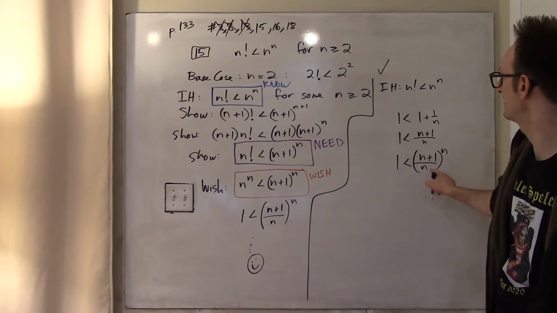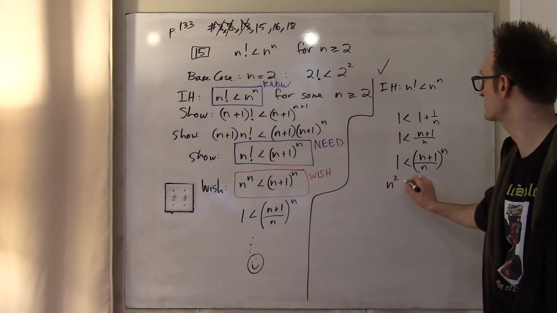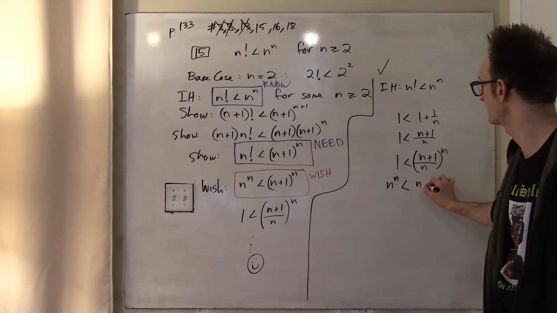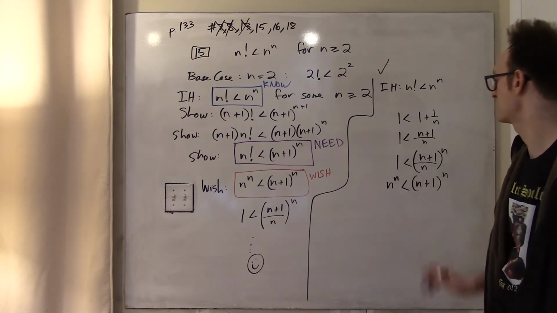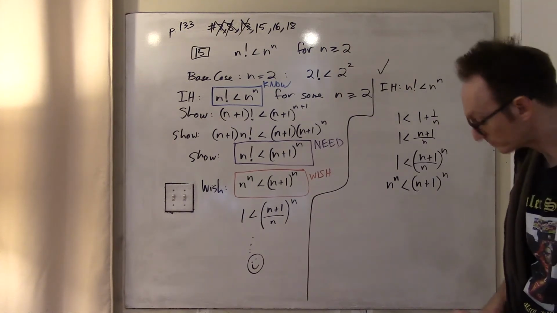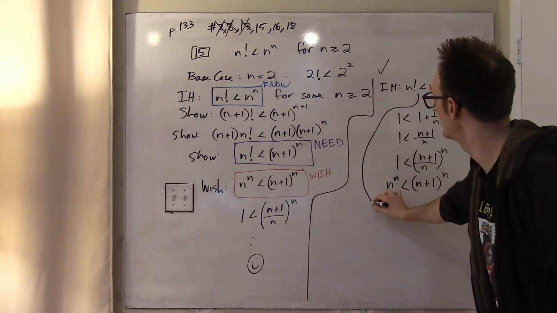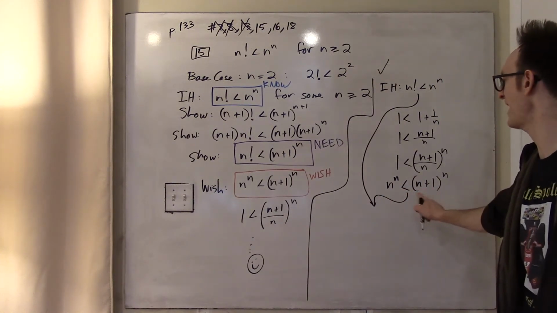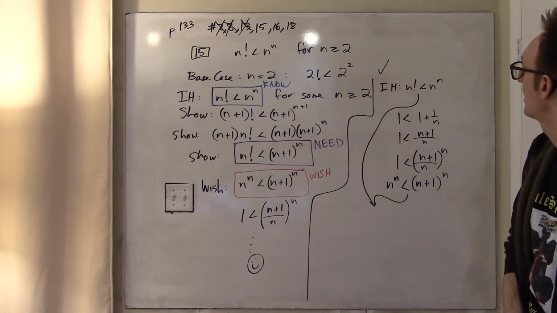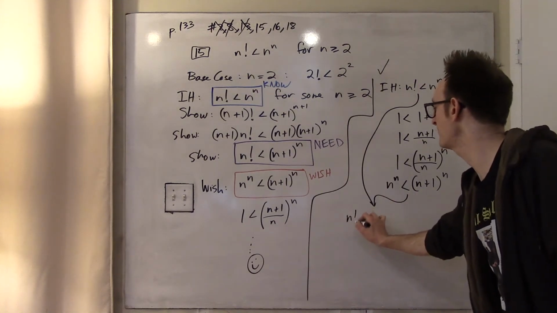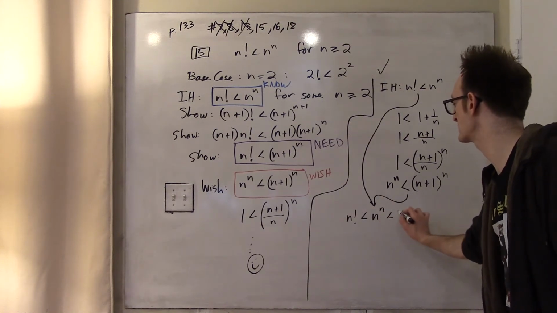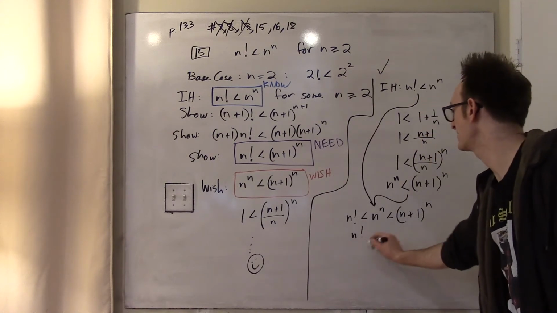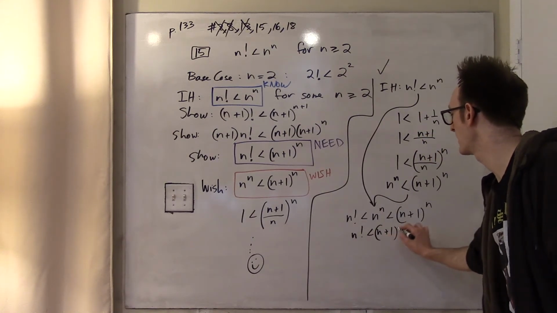All right, well, splitting this up and moving things over, that tells me that n to the n is less than n plus 1 to the n, and that was indeed my wish. Why was that my wish? Because if I take my inductive hypothesis and this little fact, which almost doesn't need to be proved at all, then I have that n factorial is less than n to the n, which is less than n plus 1 to the n. And so, by transitivity, n factorial is less than n plus 1 to the n.